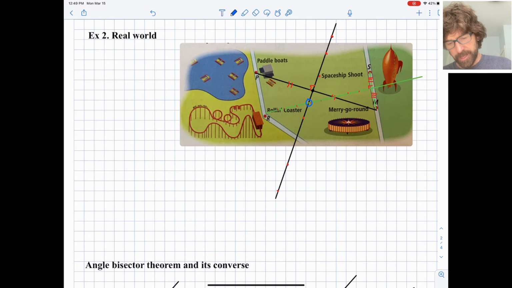Okay, so at that point, the distance to the paddle boats would be equidistant to the merry-go-round, which would also be equidistant to the spaceship chute. So if you wanted equal access to all of those rides from your t-shirt shop, that would be the place to do it.